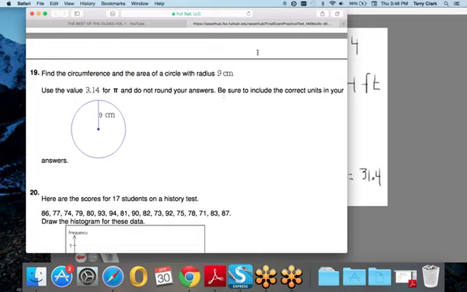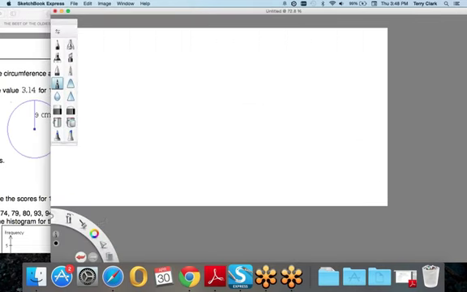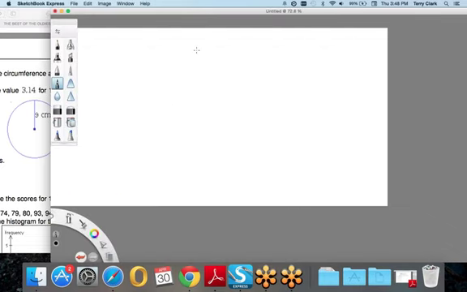Okay, so here's another one. We need to find the circumference and the area for this circle. In order to find the circumference, we've got the radius, so we're going to have to double the radius on this one. So 9 times 2 gives us 18. The circumference is going to be 9 times 2 times 3.14.